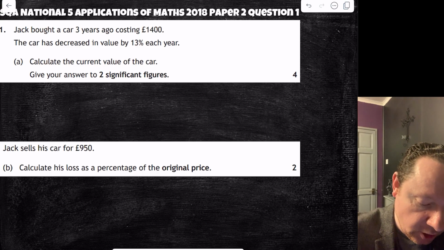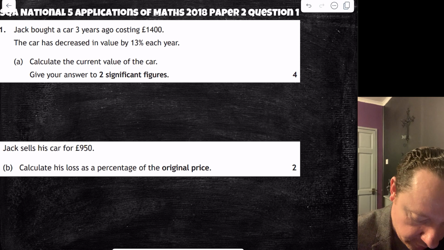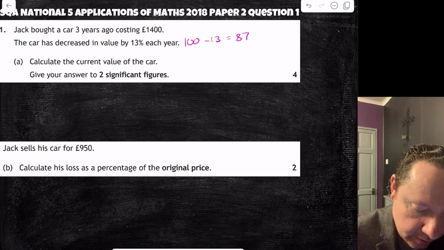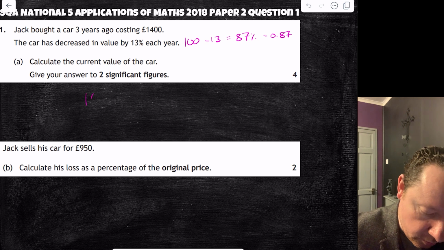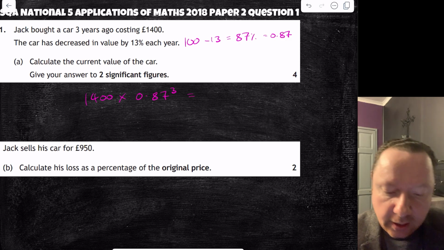So it's depreciation, it decreased by 13%, so it's 100 minus 13. That gives me 87%, which is 0.87, as you divide by 100. So now your sum is just 1,400 times 0.87 to the power of 3, because it's 3 years. And that's a calculator job.